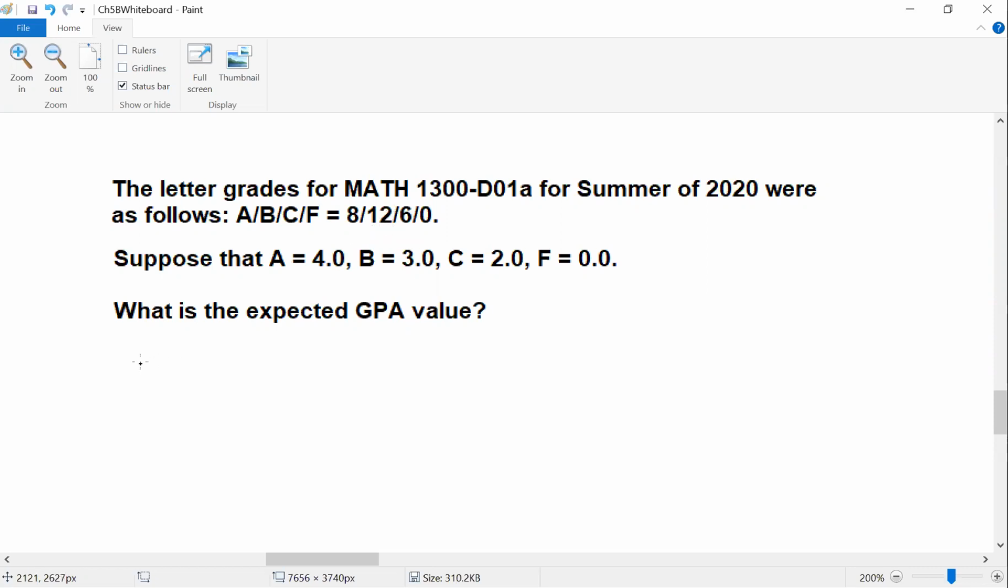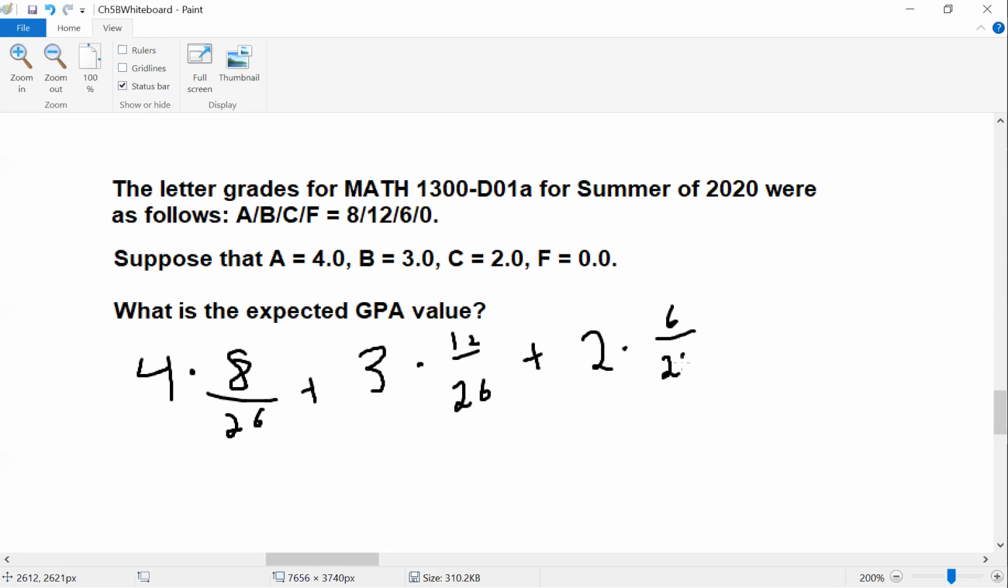Here's the shortcut. Our A is 4. And here, that would be 8 over 26, because we have 26 people total. And then here, we'd have 3.0 times 12 over 26. Plus, in this case, we have 2.0, so 2 times 6 over 26. If you want, you can just do that. You're fine. You'll get full credit for it. You can see it's nice and easy. So just to finish this out, we have 4 times 8. We'd have 32 over 26.